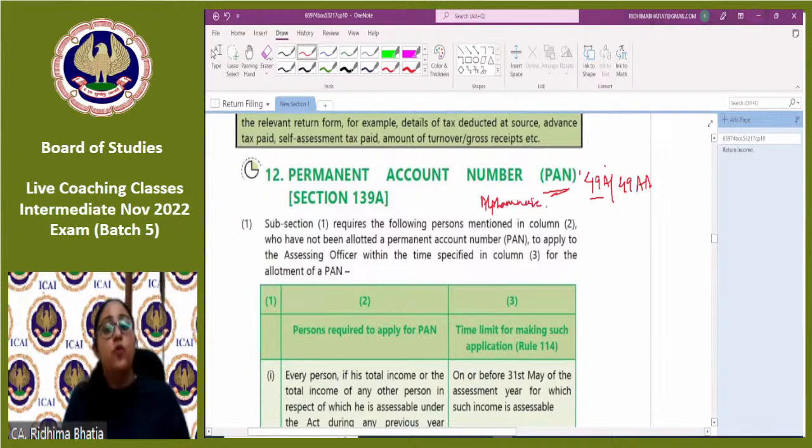If you don't have one, and you all are Major, I strongly recommend you to apply for PAN. It's a very easy process to apply for PAN.